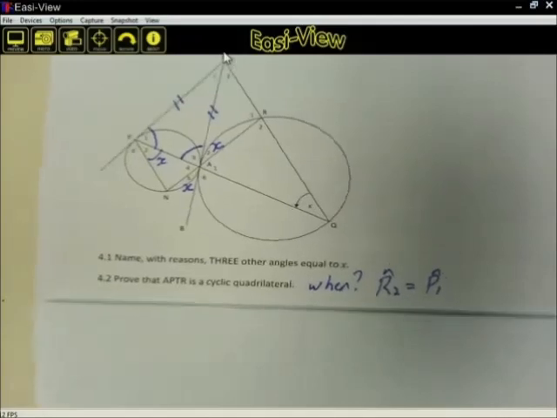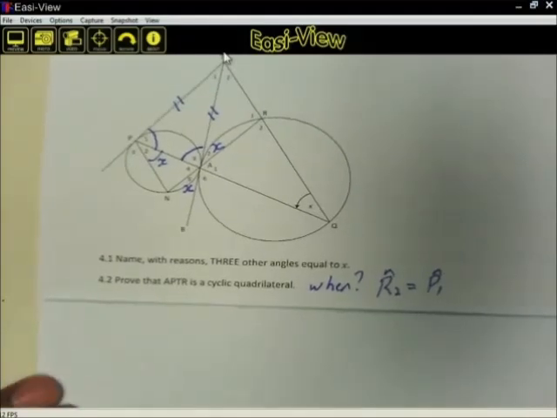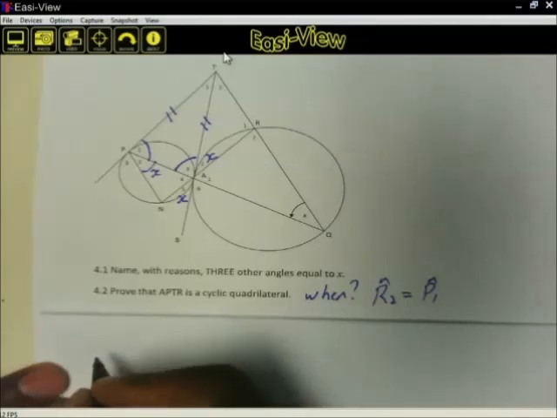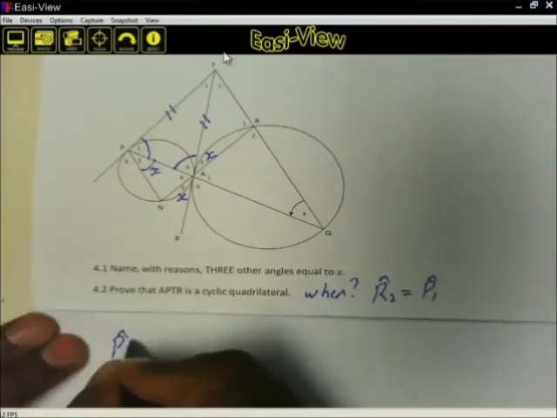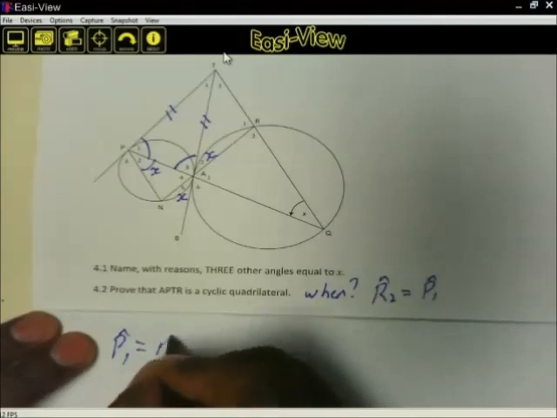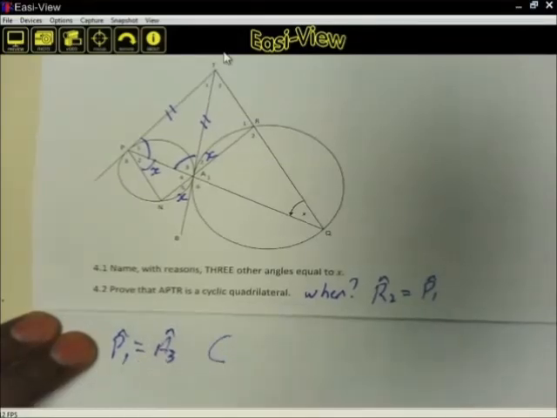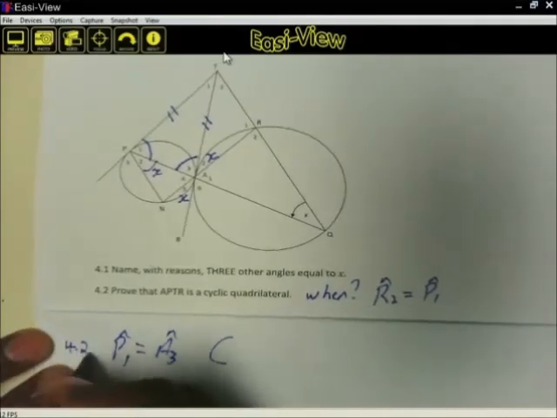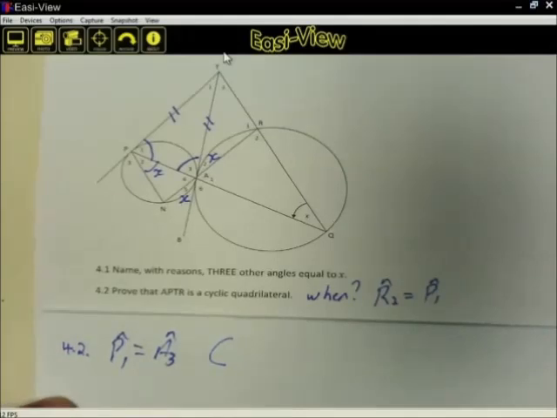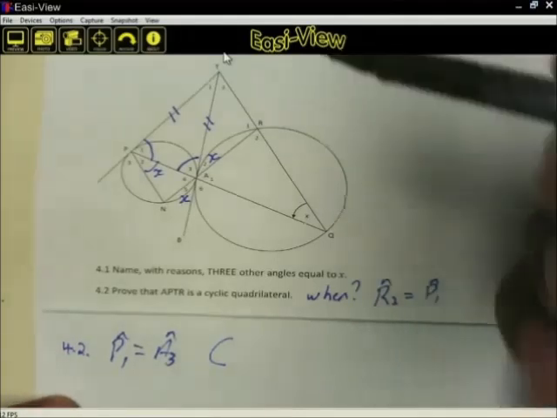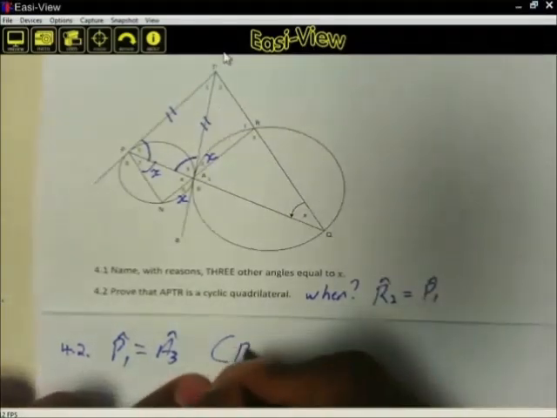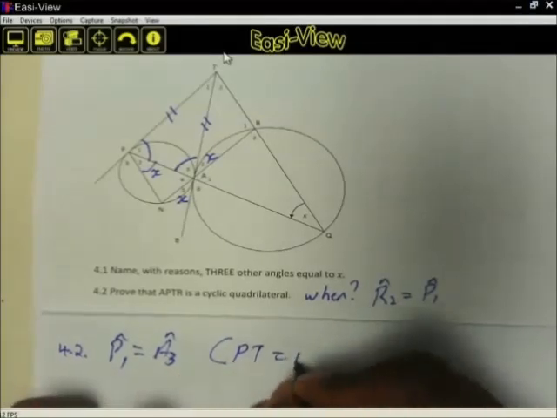Let's start. Already P1 is equal to A3 from the information that TP and TA are tangents. So we start: A1, P1 is equal to A3. That's the statement. We are now at 4.2. P1 is equal to A3. Think of the reason. See, because PT is equal to AT. That's the reason.